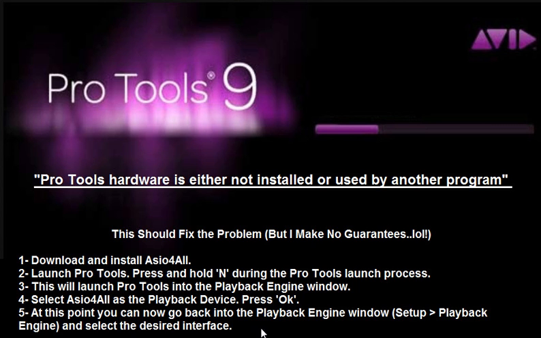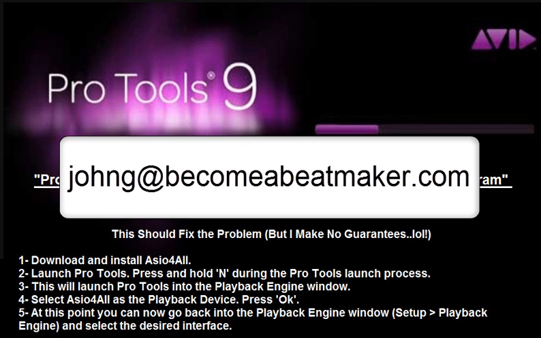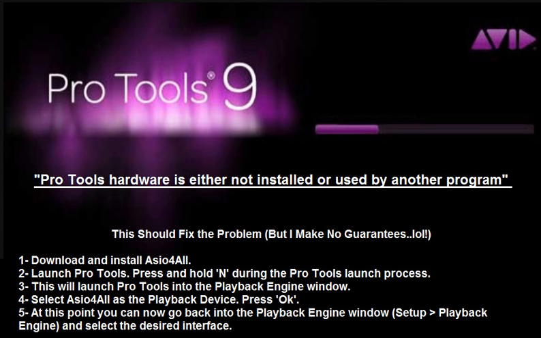You click OK, and then at this point you can now go back into the playback engine window and select the desired interface. So email me and let me know if this worked for you. John G at BecomeaBeatMaker.com. This is a PC fix. I'm not sure if you can do the same thing on a Mac, but I know this is the way you can fix it on a PC. And for the most part, this will take care of the problem, but I make no guarantees.